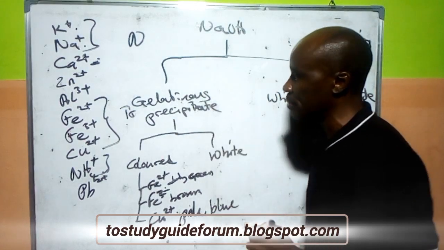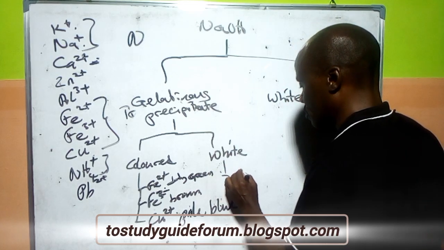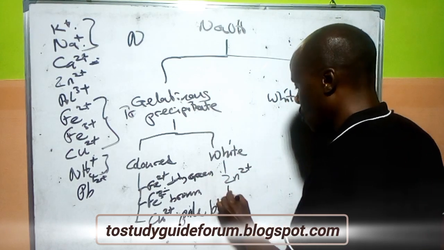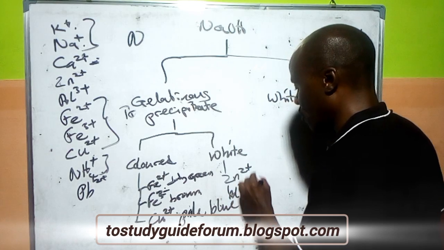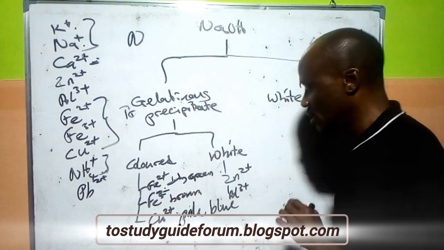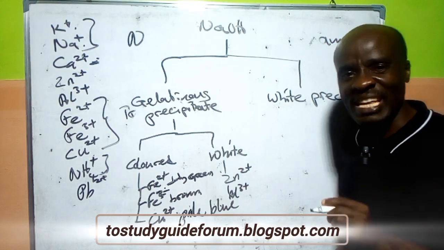Now this gelatinous precipitate, under the white gelatinous precipitate, remember we're talking about gelatinous precipitate now. Under the white gelatinous precipitate, we have zinc ion with sodium hydroxide. We also have aluminum ion, which will give us white gelatinous precipitate. Two of them will be soluble in excess.